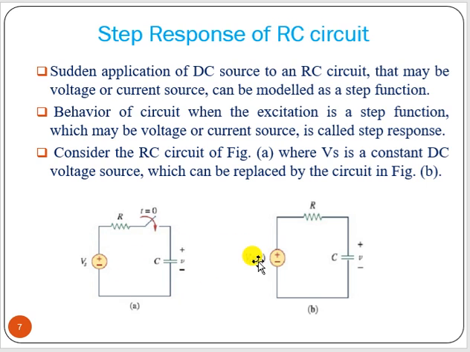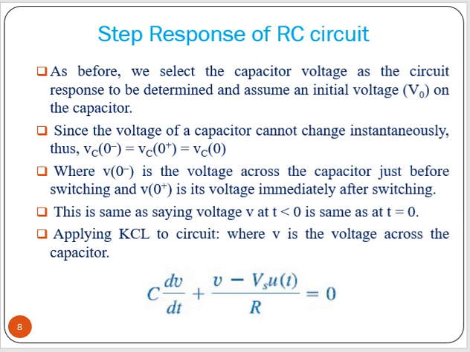Similarly, this circuit can be represented as Vs u(t). That means for t less than 0, this value is 0, so the capacitor voltage is also 0. For t greater than or equal to 0, this value is Vs. Okay, u(t) is 1.